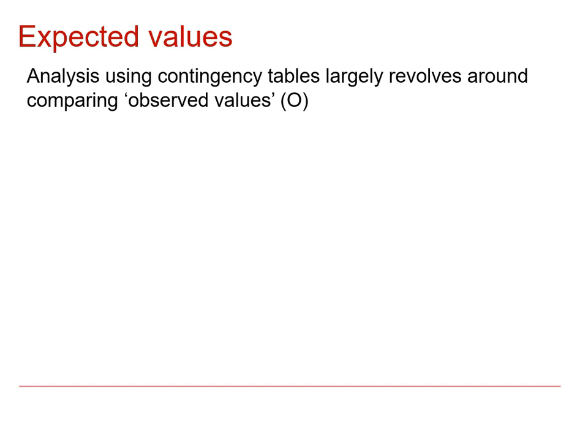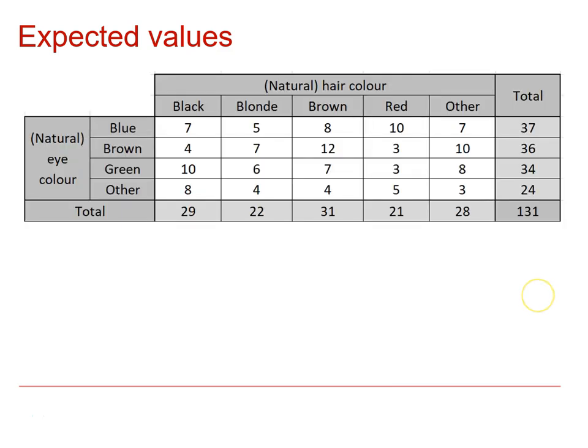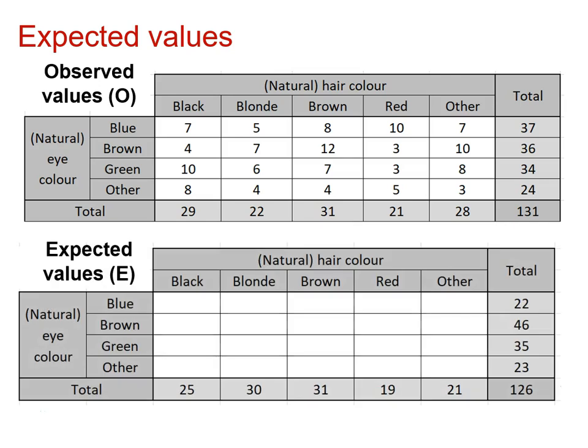Now, analysis using contingency tables largely revolves around comparing observed values, what the data tells us has occurred in real life, and expected values, what the data should look like if there was no association between the variables. So this first table we've been given is the observed values. It's the data that has been observed in real life. So what would we expect the frequencies to be if there was no association between the variables?